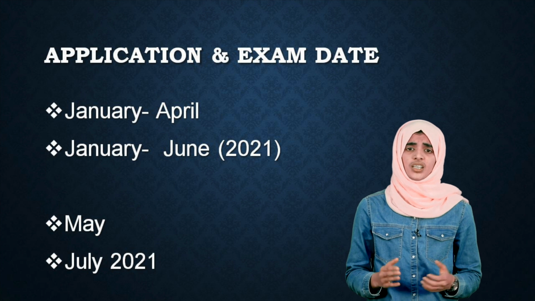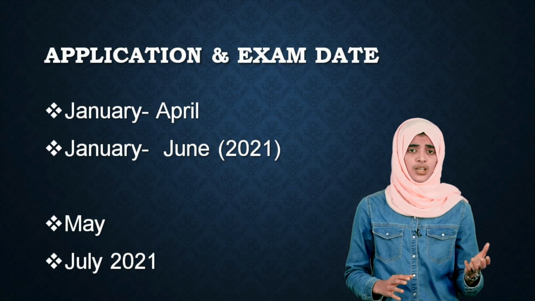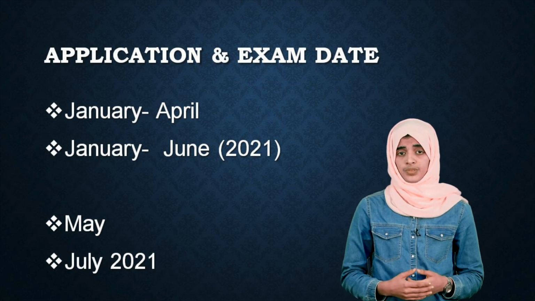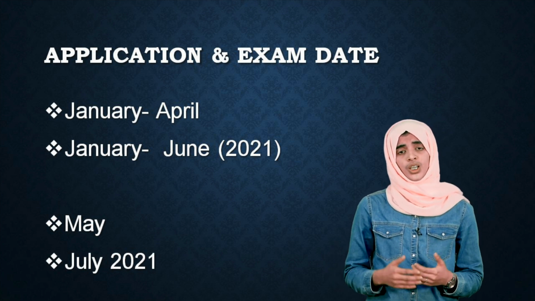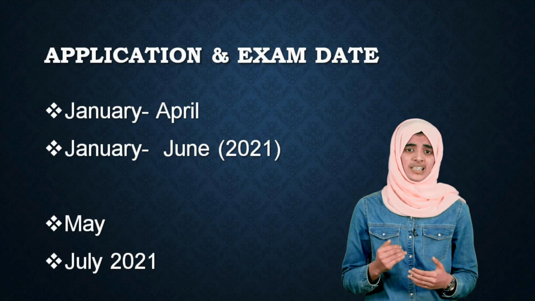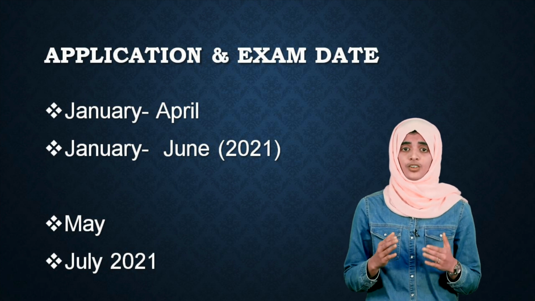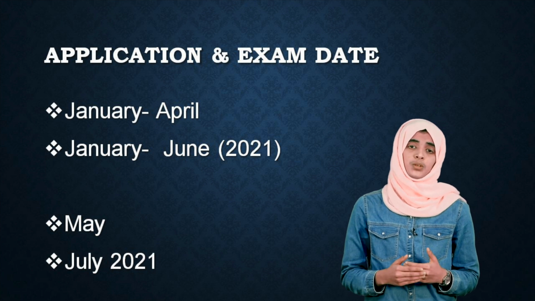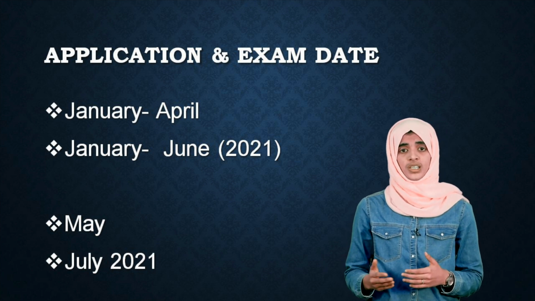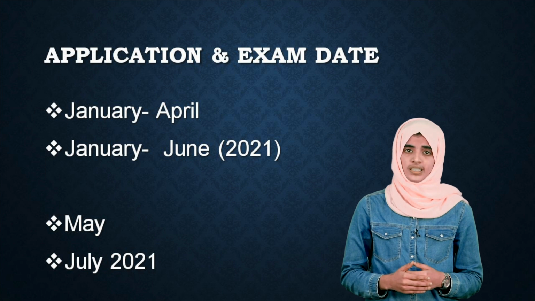Moving on to the application and examination dates for the Common Law Admission Test. The application is usually open from the months of January to April every year, but in 2021 it was open till June. Also, usually the Common Law Admission Test is conducted in the month of May every year, but this year, that is in 2021, it was conducted in July, owing to the difficulties posed by COVID-19.